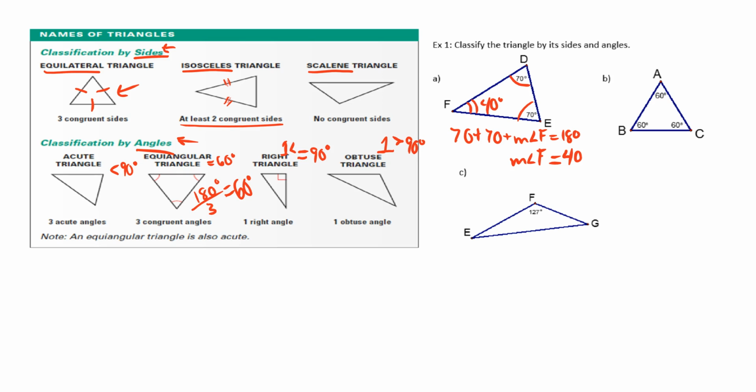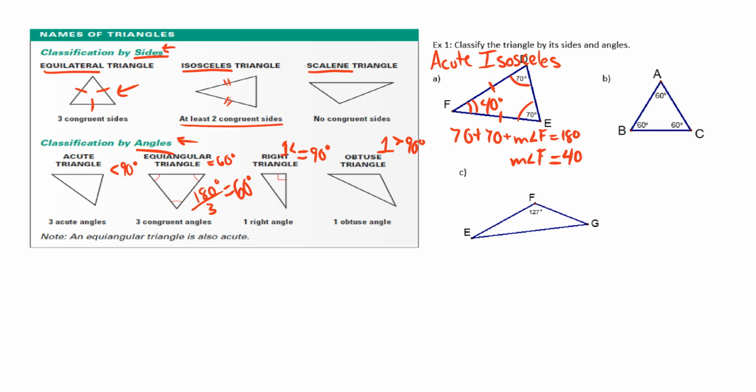So this must be an acute triangle because all the angles are less than 90. But because it has two of the same angles, that also means that those opposite sides are congruent. So it's going to be an acute isosceles because it has one pair of congruent sides.